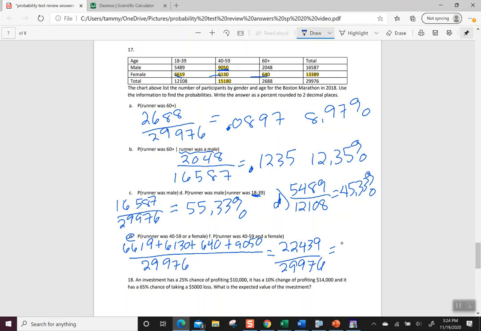This works out to 74.86%. Okay, so big amount.